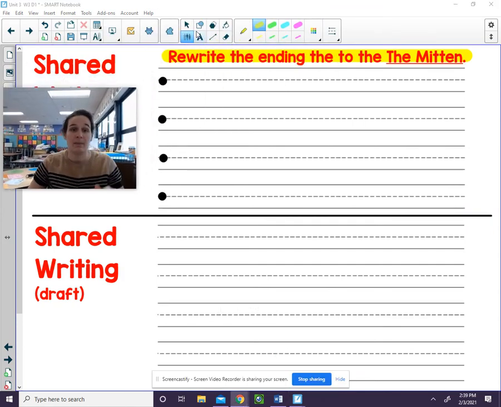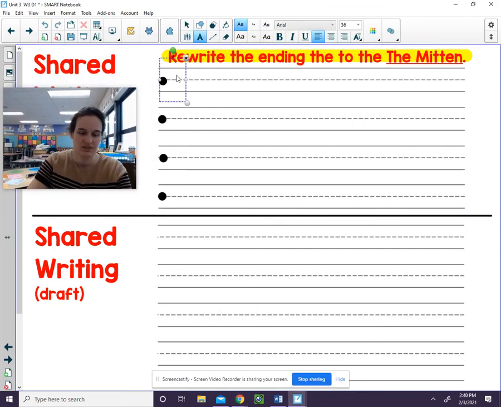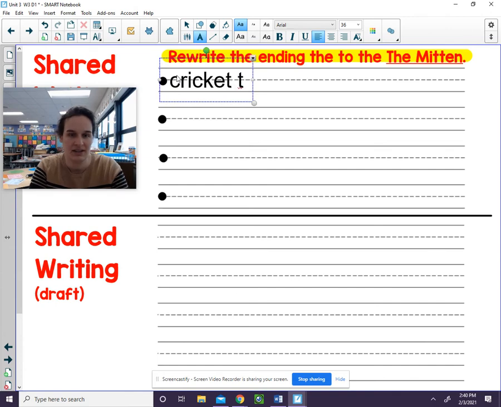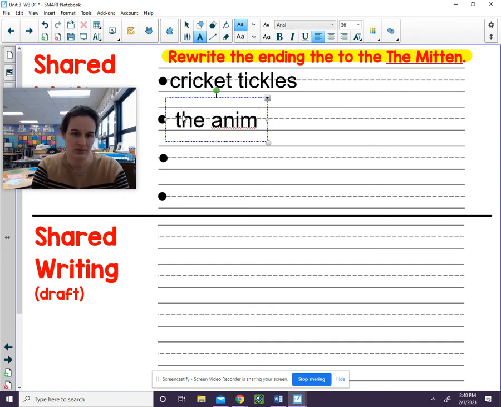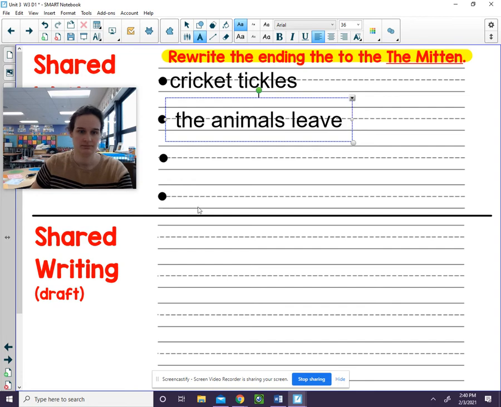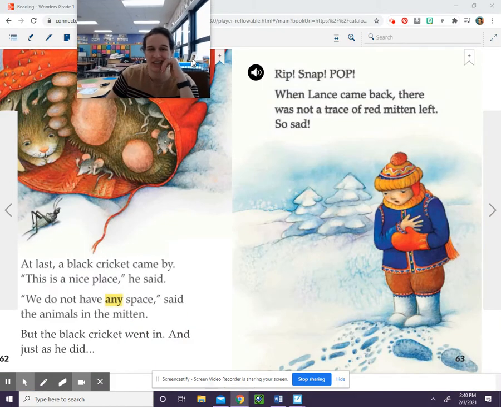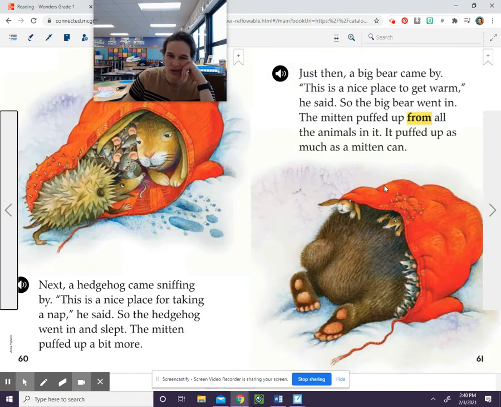So I'm going to write that down in my notes. So cricket tickles. These are just notes, just things to remember. And what happens after he tickles the animals? Well, the animals leave. So if the animals leave, let's think about what the mitten might look like. So take a look here. Look how big that mitten is getting.